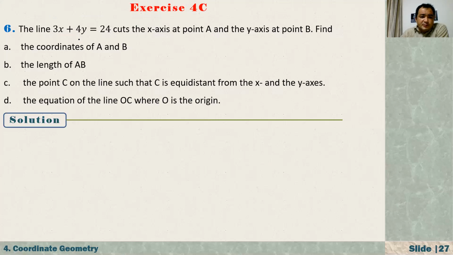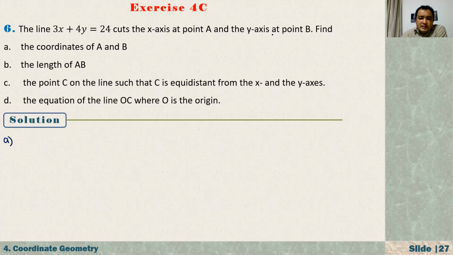The line 3x plus 4y equals 24 cuts the x-axis at point A and the y-axis at point B. Find the coordinates of A and B, the length of AB, the point C on the line such that C is equidistant from the x and y axis, and the equation of the line OC where O is the origin. Okay, first number one, let's find the coordinates of A and B.